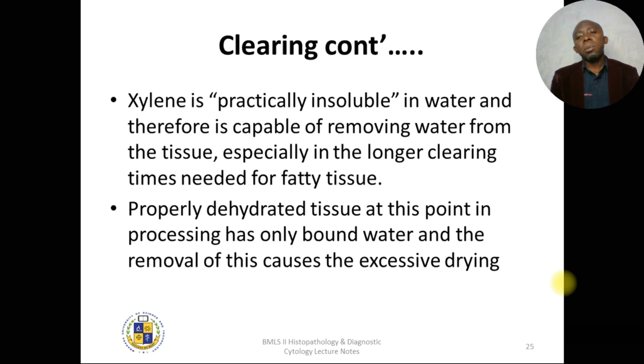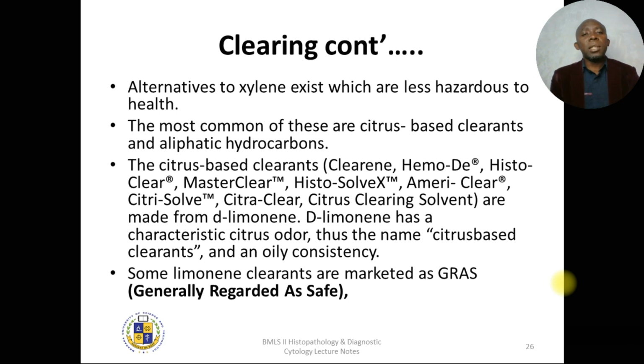Xylene is practically insoluble in water and is therefore capable of removing water from the tissue, especially in the longer clearing times needed for fatty tissues. Properly dehydrated tissue at this point in processing has only bound water. We have already removed the free water, and the removal of this causes excess drying. Alternatives to xylene exist which are less hazardous to health. The most common of these are citrus-based clearants and aliphatic hydrocarbons. These are very good alternatives to xylene.